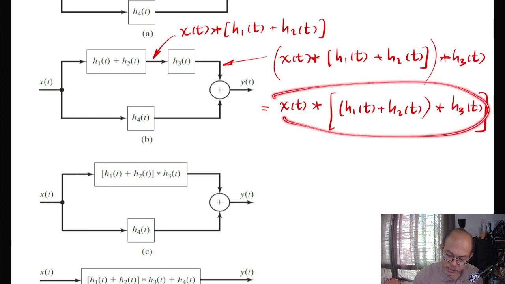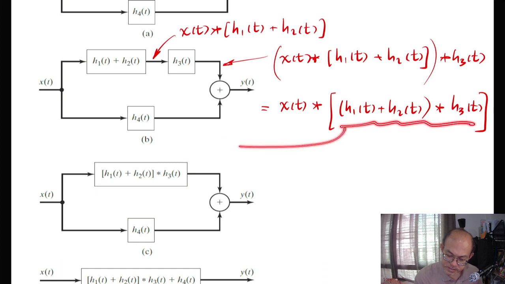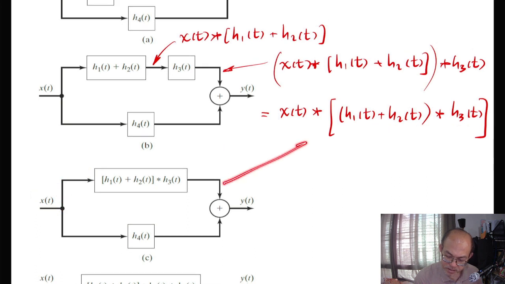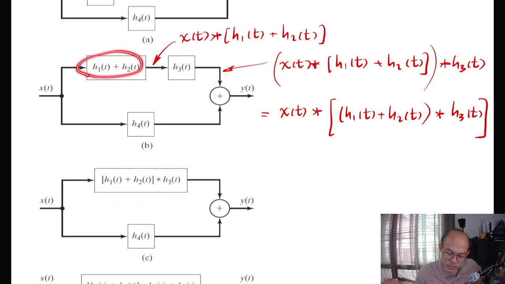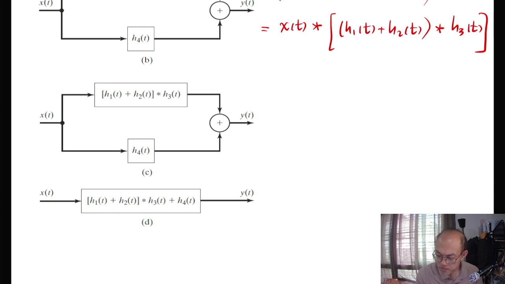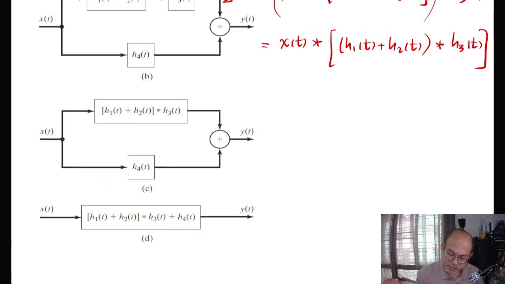And this equation is exactly what we have here. So this is the system, right? We convolve x with this system and get the outcome back. So you see they are the same. So we could replace this whole ordeal with just one system, that is the convolution between the two impulse responses. And going from C to D, we use the distributivity property again, and that is straightforward. So we get D.